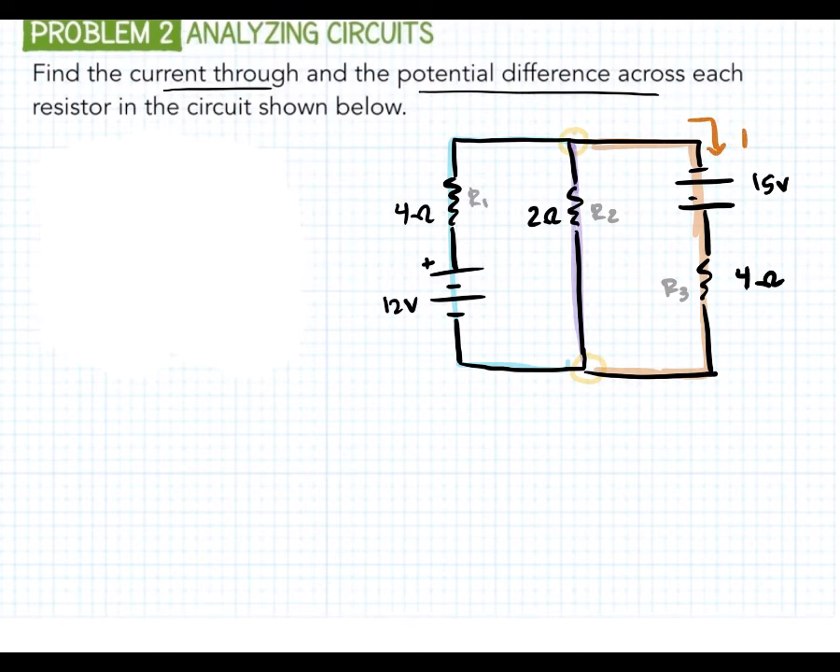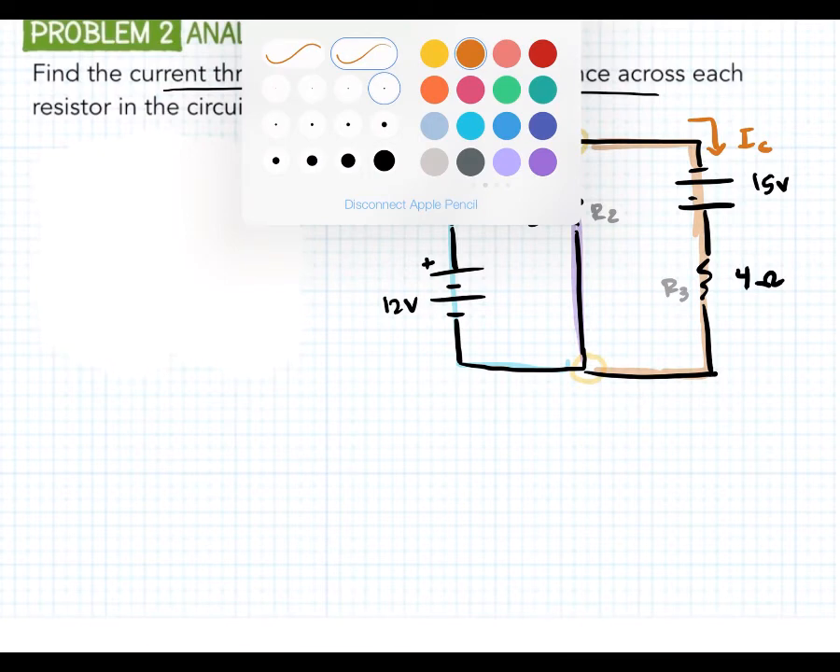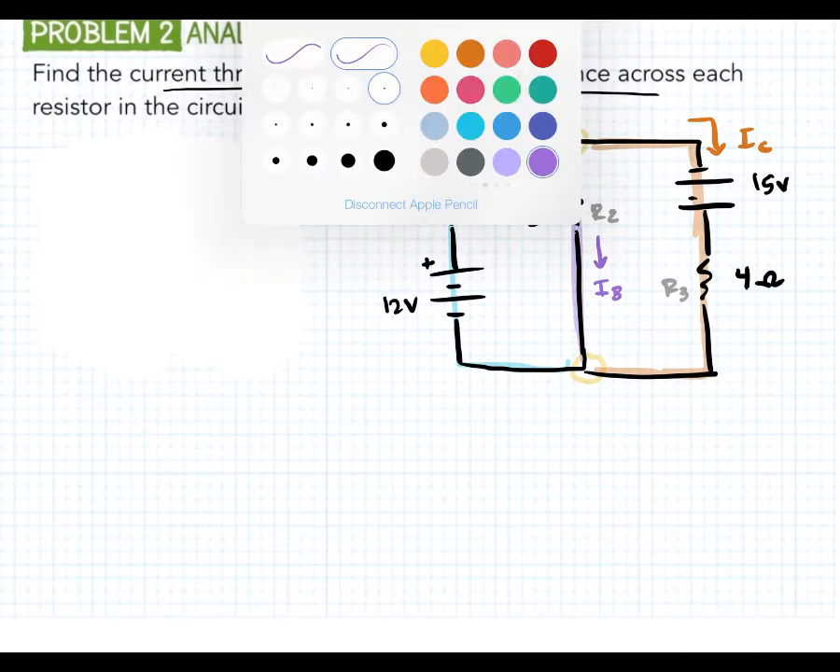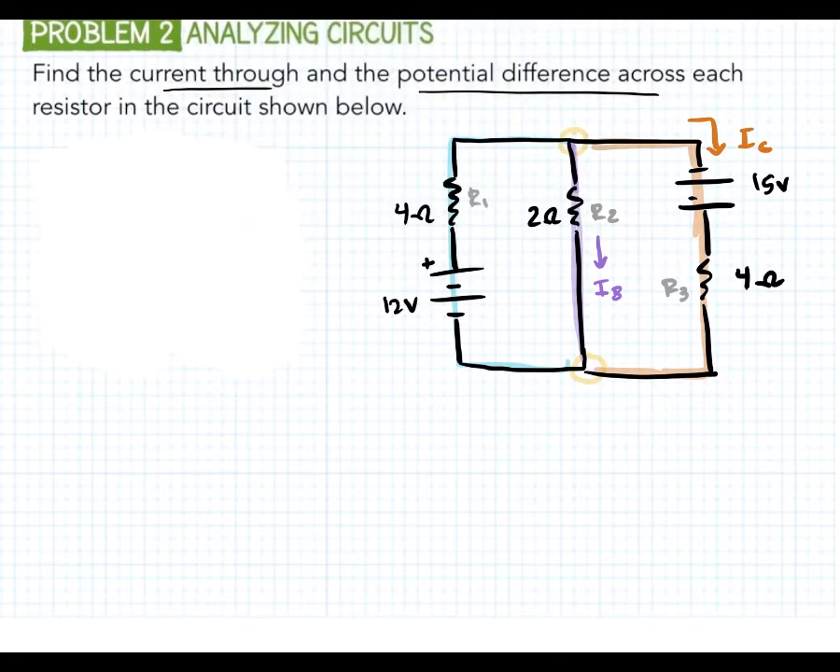Current goes this way. We'll call this one IC. And we'll get this current going to this other one. We'll say it's going down, we'll call this IB, and then we're going to have another current flowing this way, and we're going to assume this one goes this way just because of the way the battery is going, but remember it doesn't matter which direction we pick our current to go, and we'll call that one IA. So here's how we're going to set this up. We're going to do loop and junction law until we have all of our different currents set up.